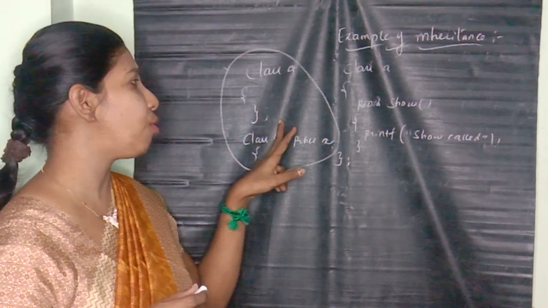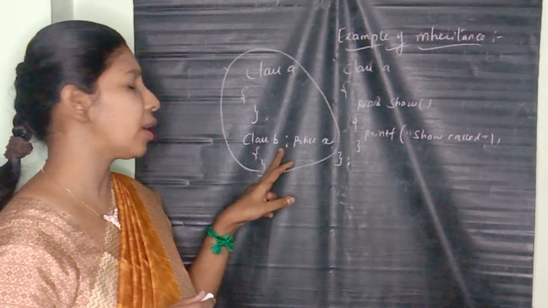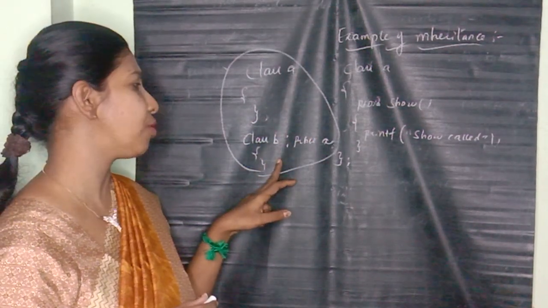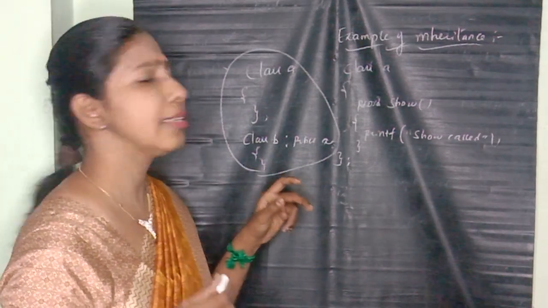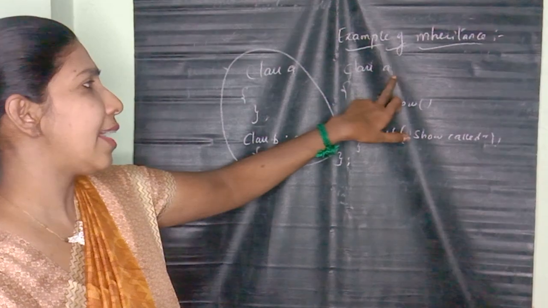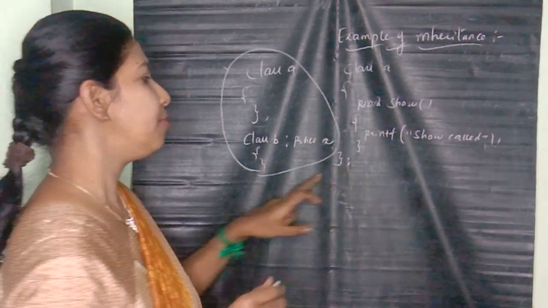Class, class name, semicolon. Inside you can give any functions, and in the derived class also you can create functions. I am not creating any functions here, just giving you the clue. Class, class name, base class name, inheriting. I am creating one function and closing the bracket.